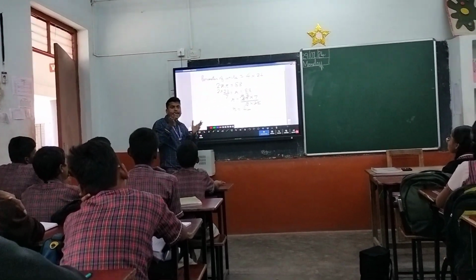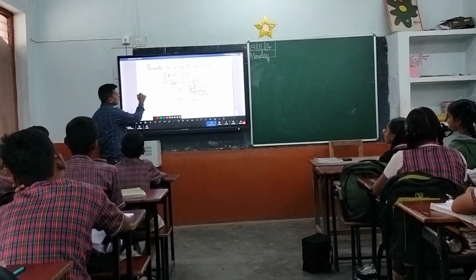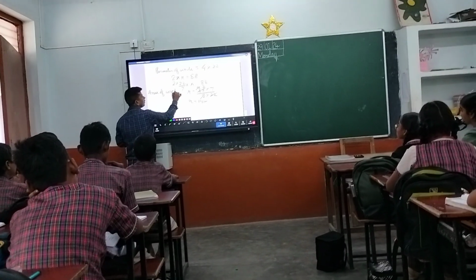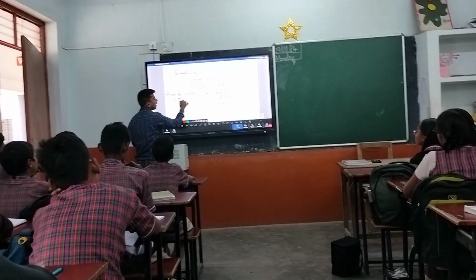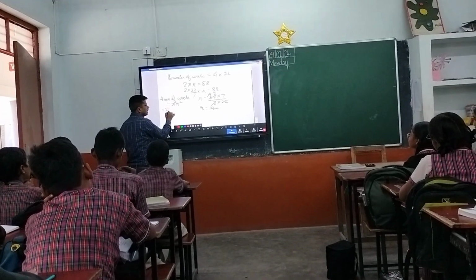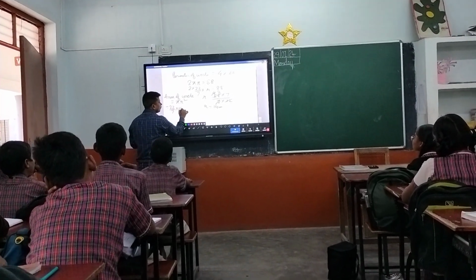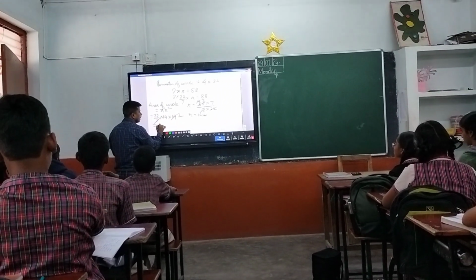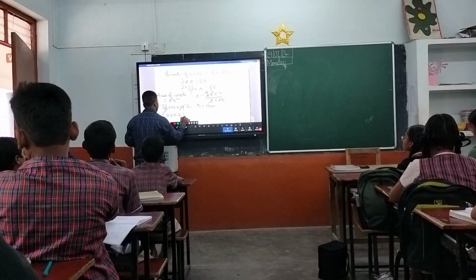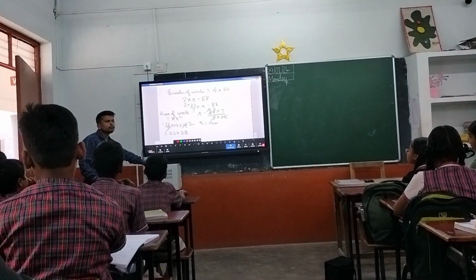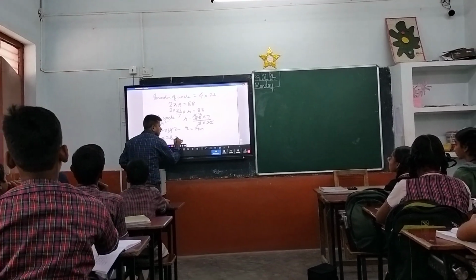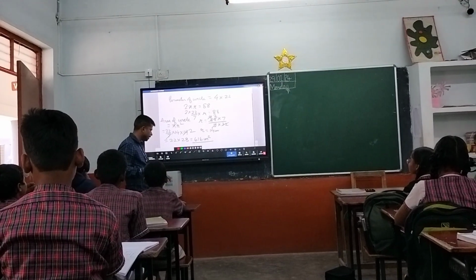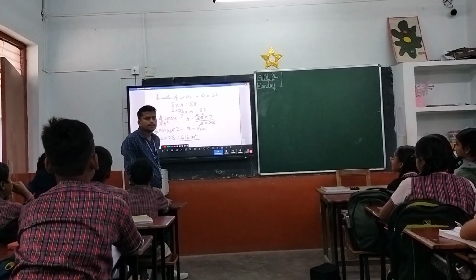Now we have to find the area of the circle. So area of the circle is how much? Area of circle is pi r square. So 22 by 7 into 14 into 14. 7 will cut 14 2 times. We will get 22, and 14 2 is 28. So 2 into 28 gives us 616 centimeters. So area of that circle is 616 centimeters.